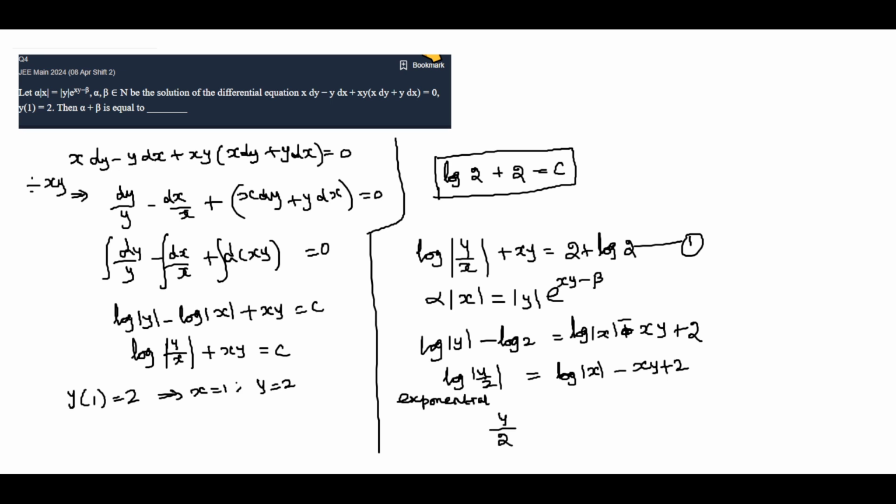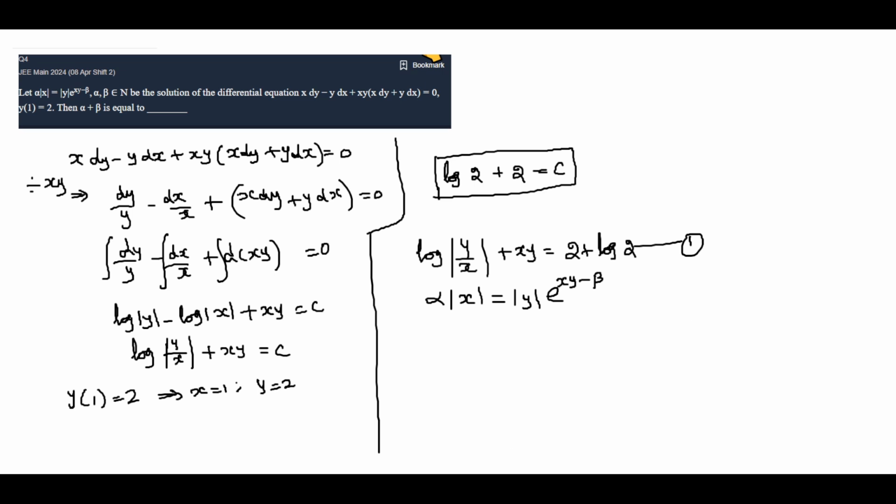so y by 2 equal to e power log cancel, so mod x, or so alpha times mod x equal to this. So log mod y minus log mod x plus xy, which is equal to 2 times of 2 plus log 2.